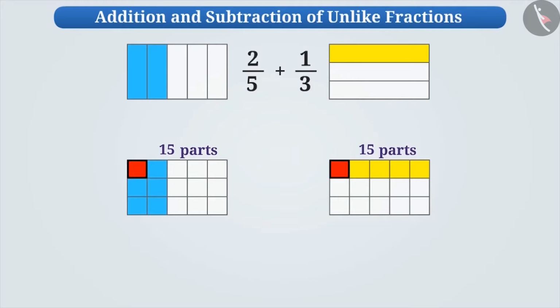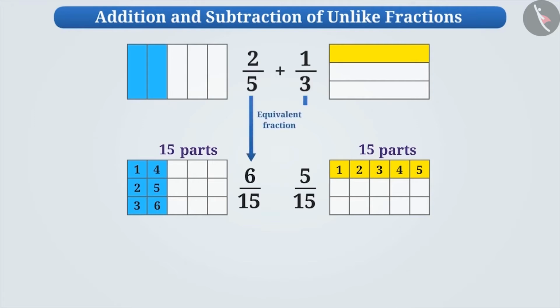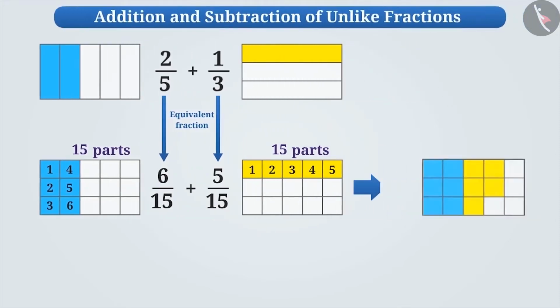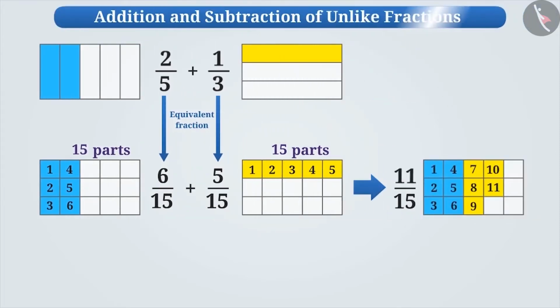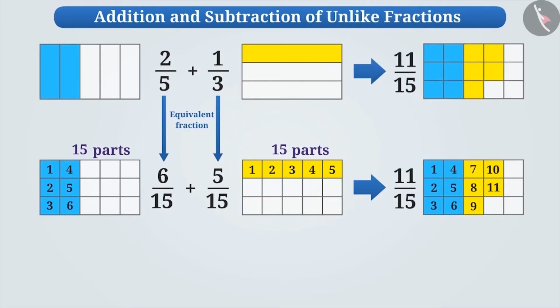Now both rectangles are divided into 15 equal parts. Since here 6 out of 15 parts are shaded, the fraction will be 6 by 15. Similarly, here 5 out of 15 parts are shaded. Therefore, the fraction will be 5 by 15. Thus, the equivalent fraction of 2 by 5 is 6 by 15 and the equivalent fraction of 1 by 3 is 5 by 15. Now the total number of shaded parts in both the rectangles is 11 out of 15. Therefore, we can say that 2 by 5 parts and 1 by 3 parts of a chocolate make 11 by 15 parts of a chocolate.